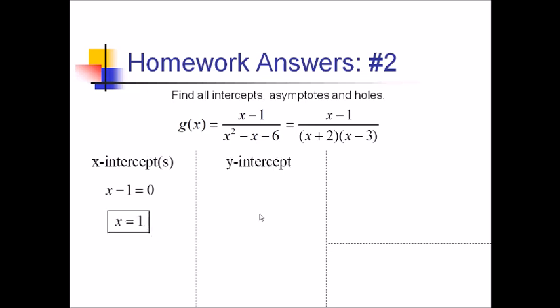For the y-intercepts, let's plug in 0 for all the x's in this original function. So when the dust settles, anything with an x is gone. So that's just going to be negative 1 over negative 6, which is positive 1 over 6.